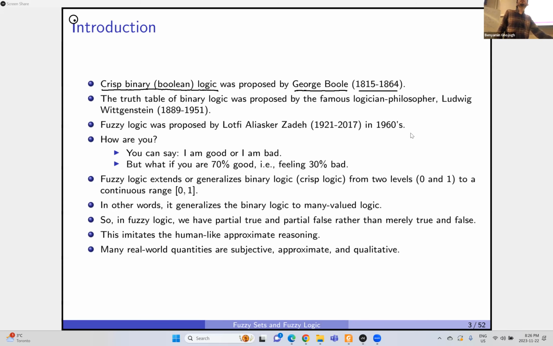If I'm not wrong, according to my memory, Boole was the grandfather of Hinton. Yes, Hinton is one of the grandsons of George Boole. Okay, as far as I remember, according to my memory. So George Boole, 1815 to 1864, proposed true-false logic, binary logic, or Boolean logic. Hence, Boolean logic is named after him, right?